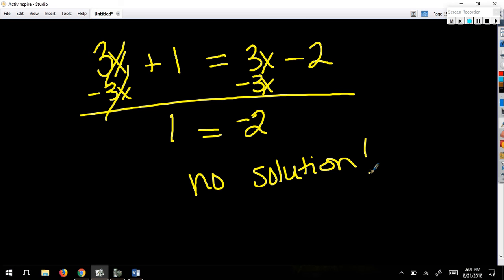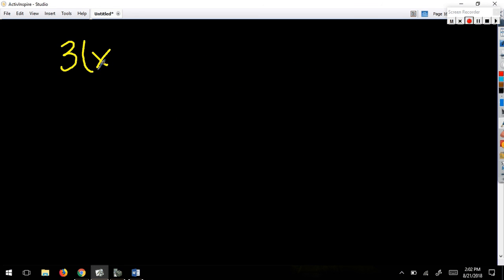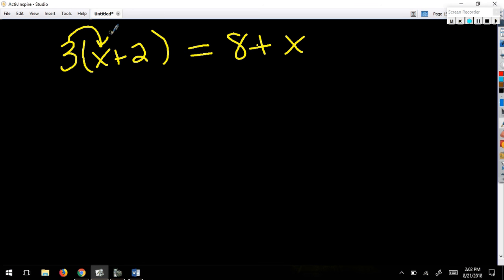Let's throw a parenthesis in here and see what happens. This time, remember I told you I was going to increase it a little bit harder each time. So now there are x's on both sides, but I've got these parentheses here. What do I do? Distribute. Good job, y'all. I got to distribute. 3x. 3 times x is 3x. Somebody said plus 6.